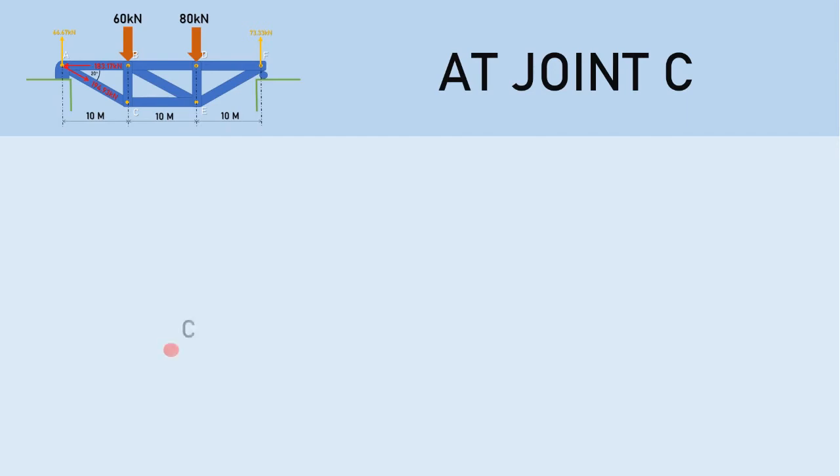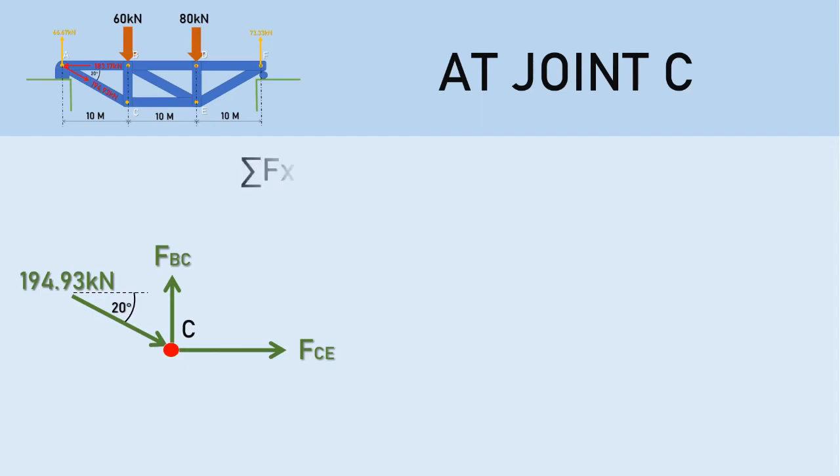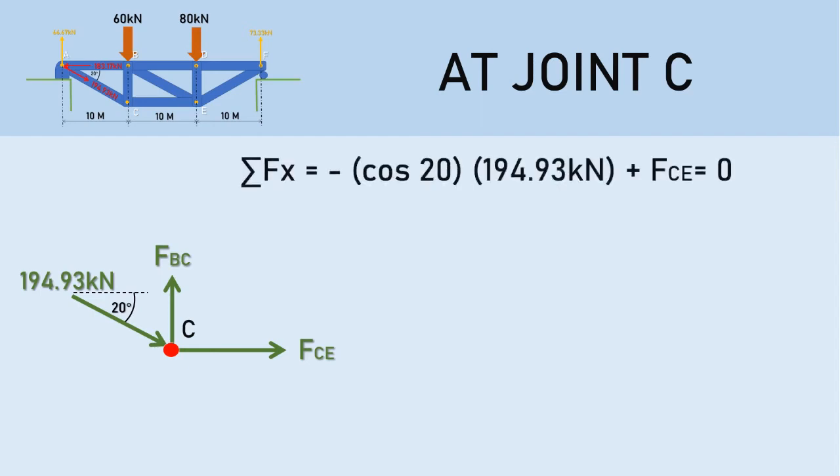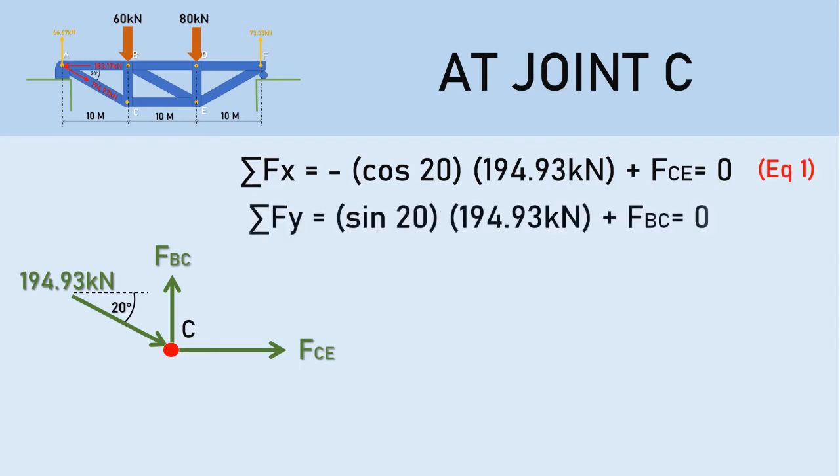Now, we know that FAC is in tension, so we are certain that the force is pulling from the point. We also have a known force, BC and CE, and again, this one is in 20-degree angle. So the sum of forces in the X is equal to negative cosine 20 multiplied by FAC, which is 194.93 kilonewton, plus FCE equals to 0. Now, for the sum of forces in the Y direction, we have sine 20 multiplied by FAC, which is 194.93 kilonewton, plus FBC equals to 0.